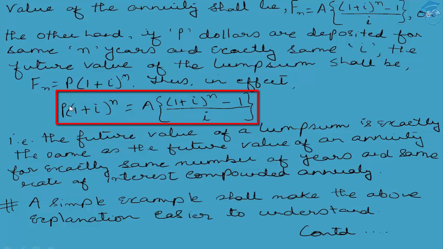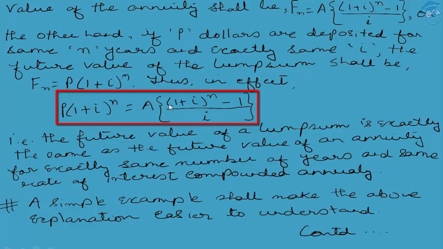So P into 1 plus I to the power of n, that is the future value of one lump sum, should be exactly equal to the future value of the annuity. This present value has been received by converting the present values of the same annuities whose future value we have computed.